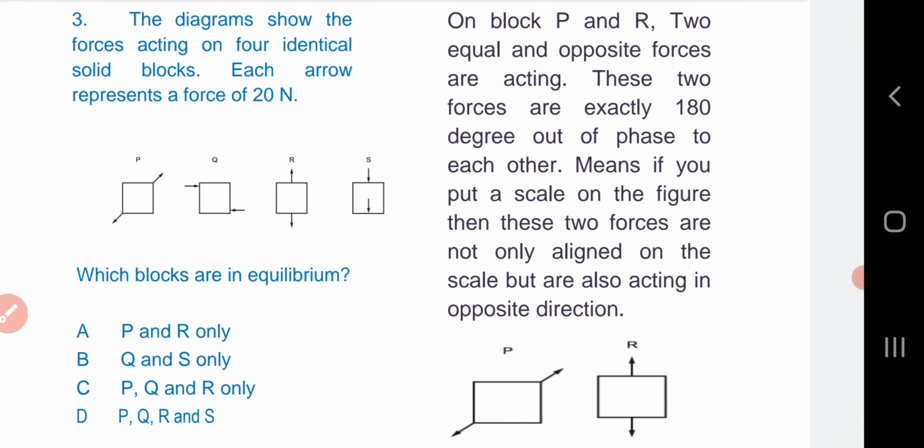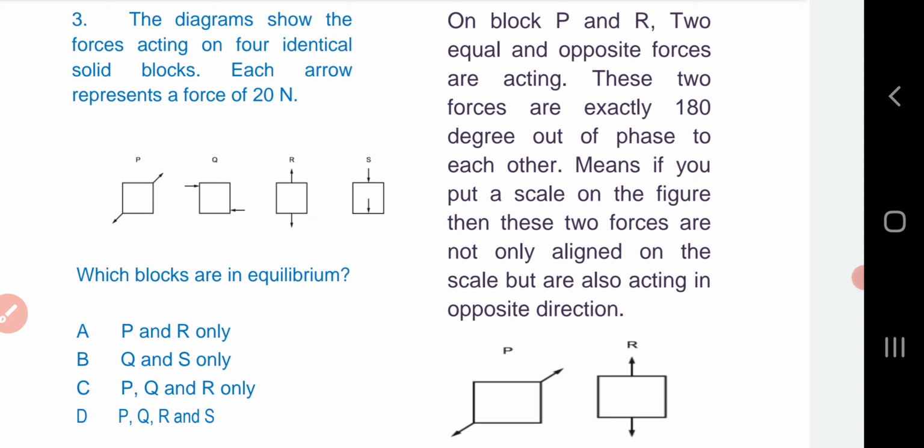Question number 3. The diagrams show the forces acting on four identical solid blocks. Each arrow represents a force of 20 Newton. Which blocks are in equilibrium? And the answer is on block P and R, two equal and opposite forces are acting.